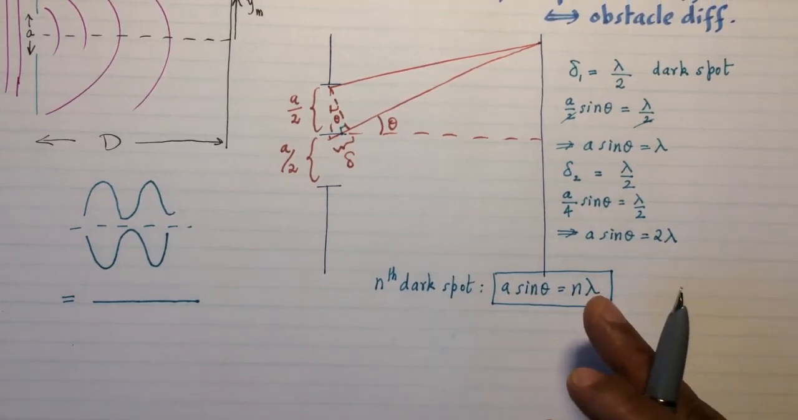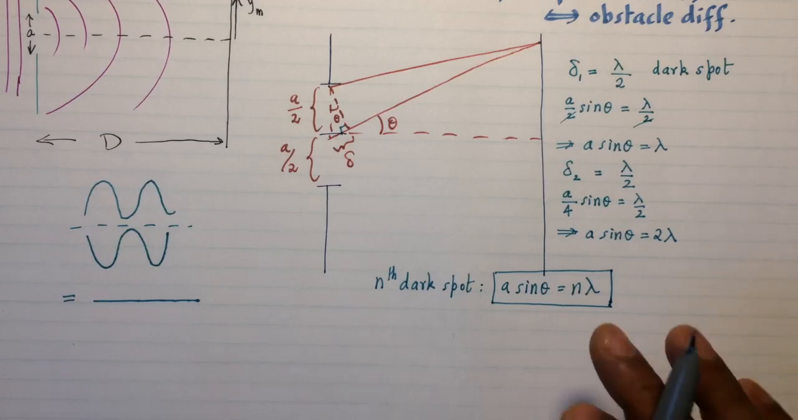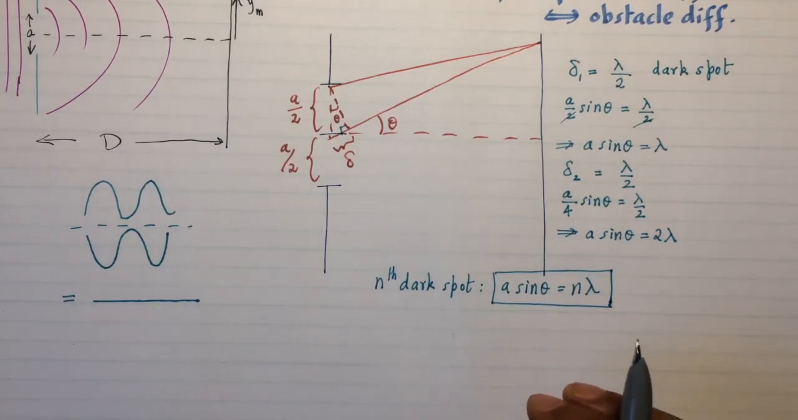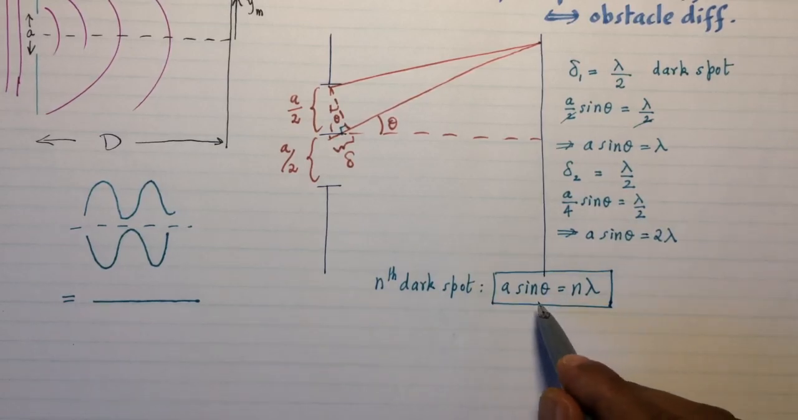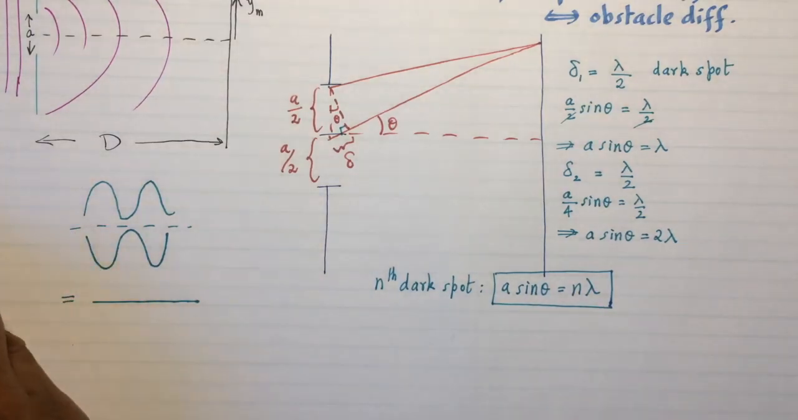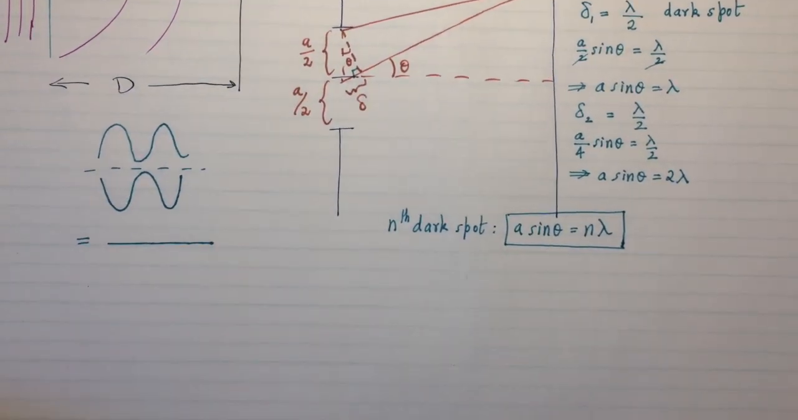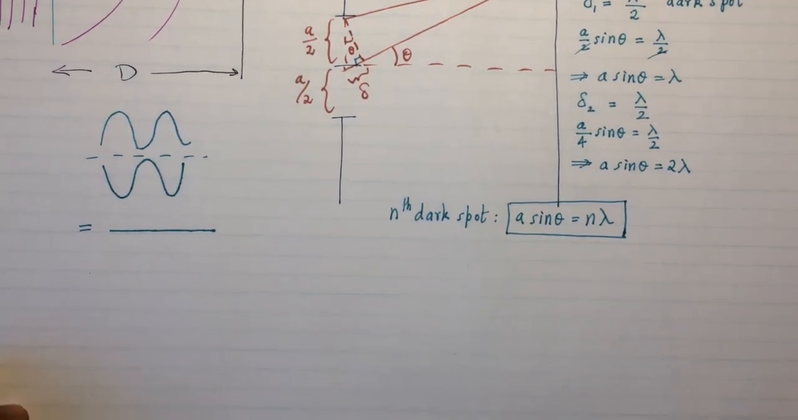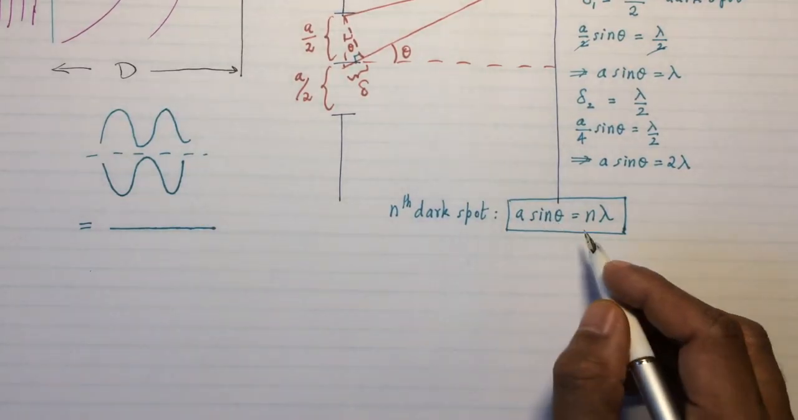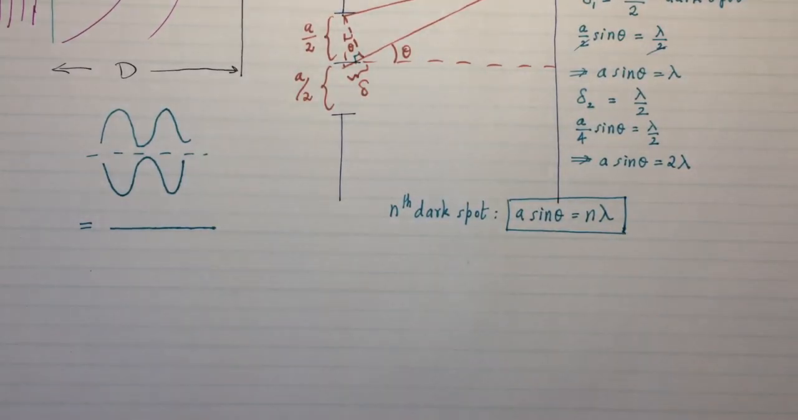Now the proper derivation of this requires phasors, and I have done this in my class notes. I won't drag you through phasors in this video, but what I'm most interested in understanding is how this pattern actually looks. When you go through the phasor derivation, and it's there in one of the pages of my notes, I think page 4 of this week's notes, you will end up getting information about the bright spots and their intensity, and also information about the dark spots. In fact, you'll recover this result as a special case.